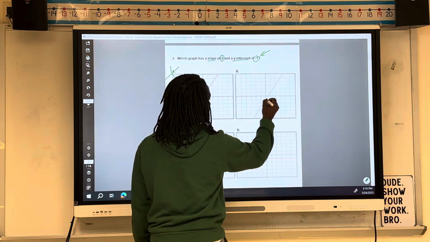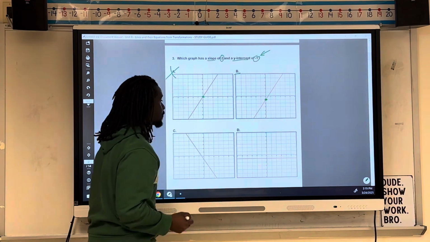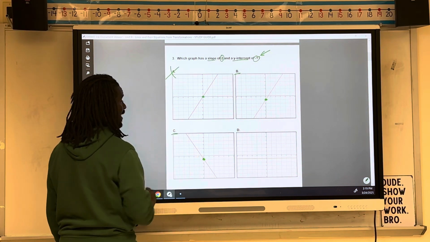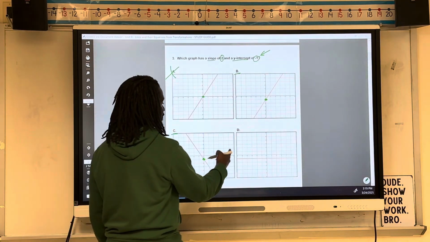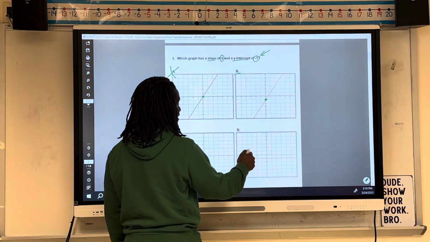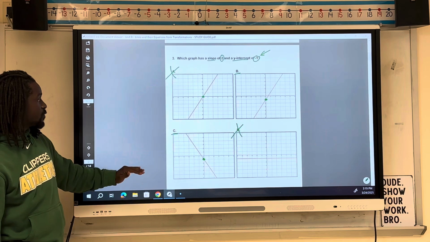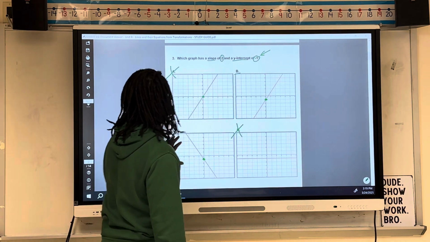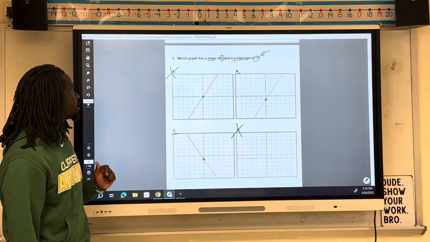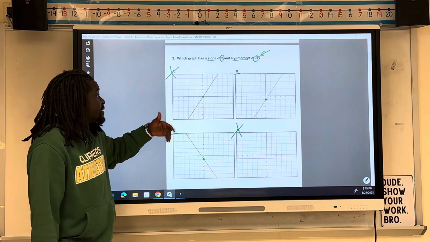For B, this crosses at -1, which is my y-intercept, so that could be a choice. This also crosses at -1 too, so that also could be a choice. And then for D, it crosses at -1, but it's a flat line. It doesn't have a slope. So that D is not correct. So I am between letter B and letter C. Okay, now I can look at my slope. Well, my slope is 2, and that is a positive 2. So my slope needs to be positive.